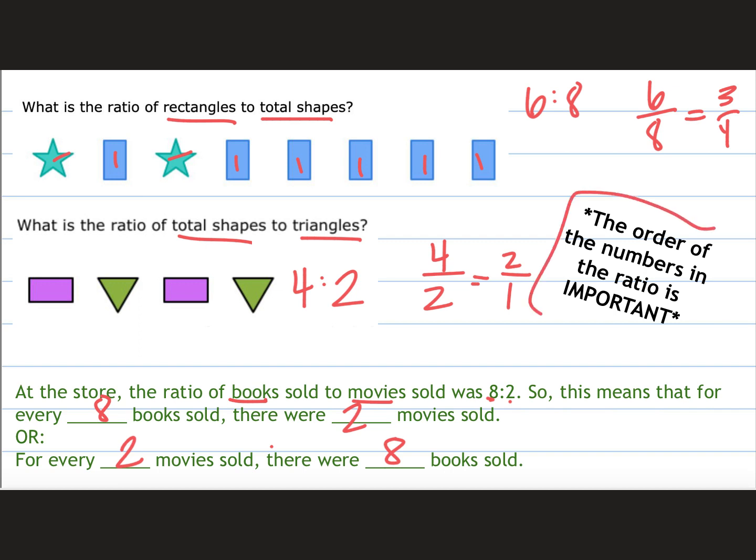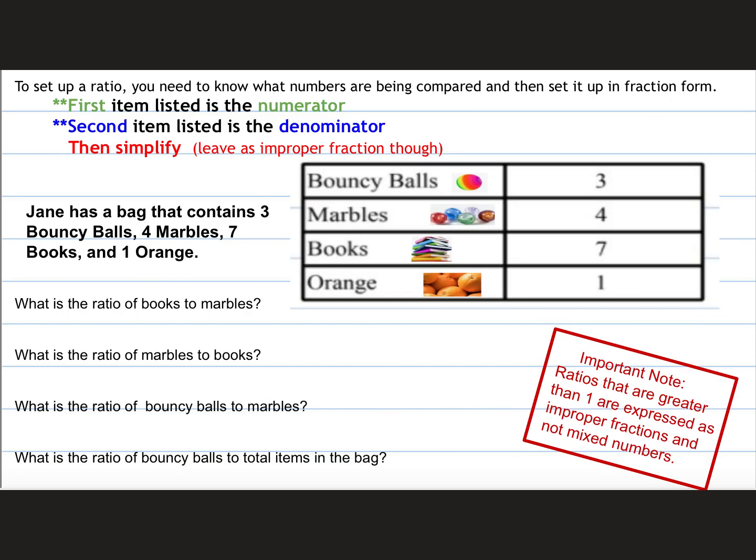Key thing here, the order is important. The order has to match the wording of the question. Okay, so kind of going back to what we just were talking about, to set up the ratio, you need to know what numbers are being compared and set it up in fraction form. The first item that's listed is your numerator, the top of the fraction. The second item listed is the denominator, the bottom of the fraction. Simplify, but leave it as an improper fraction if that's how it is. You do not turn it into a mixed number.